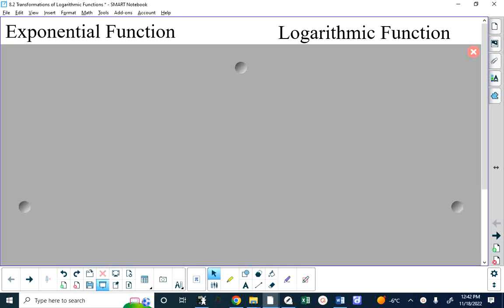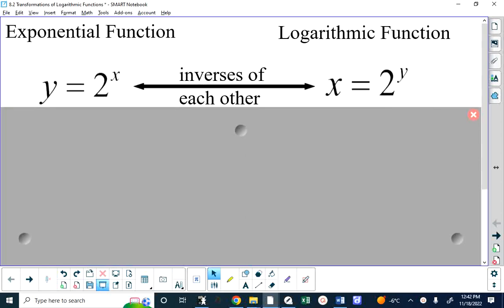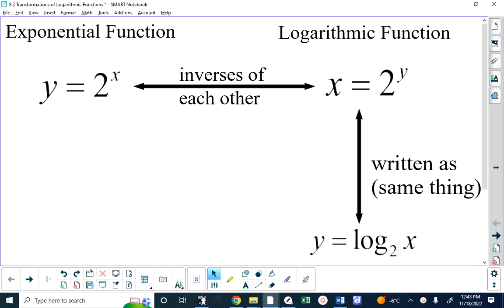The first part of yesterday's lesson is understanding that there's a relationship between an exponential function and its inverse. When you take y equals 2 to the x, which is an exponential function, and you ask what the inverse is, you swap x and y, and you get x equals 2 to the y. So this is the corresponding logarithmic function. But the other part of the lesson is not only understanding that, but understanding how you can write x equals 2 to the y as y equals the base 2 logarithm of x. That's pretty much it.